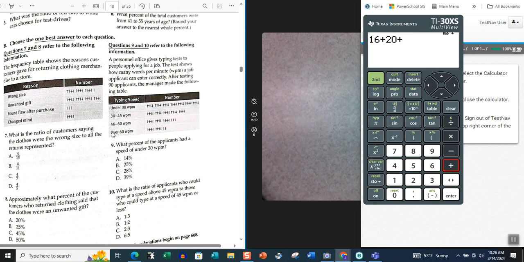For the found flaw after purchase is 3. And finally, change mine is 5. So that's 44. 44 is the total.